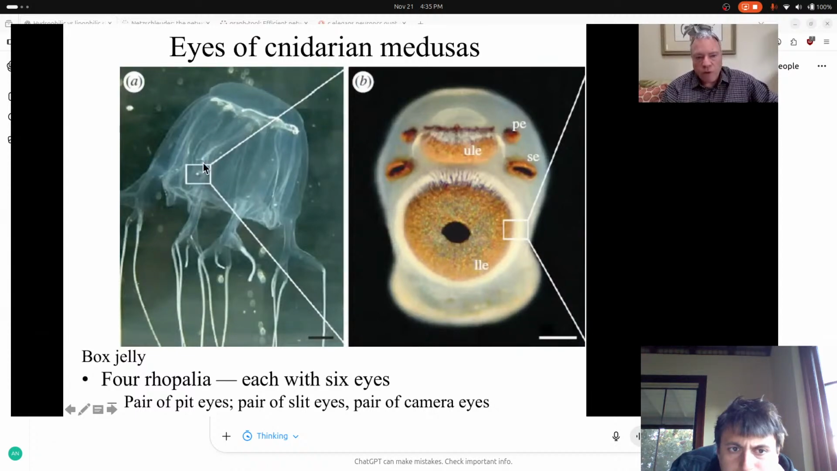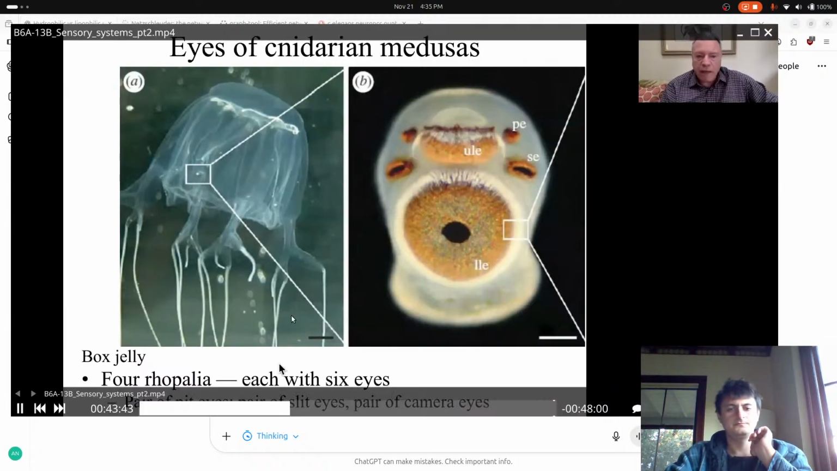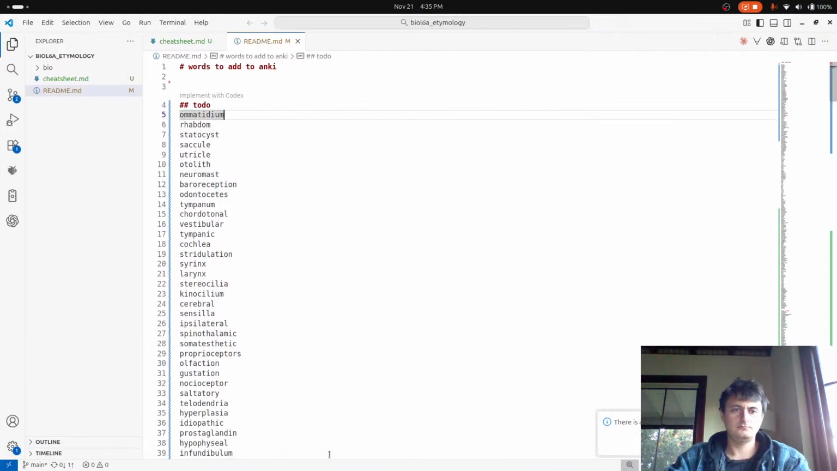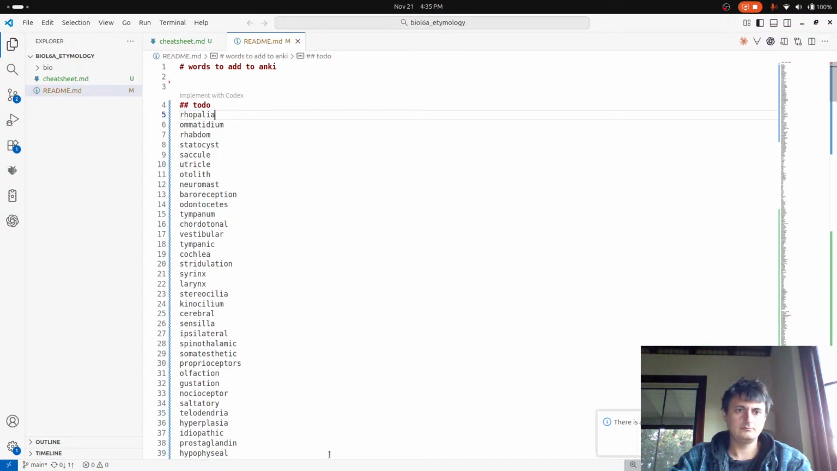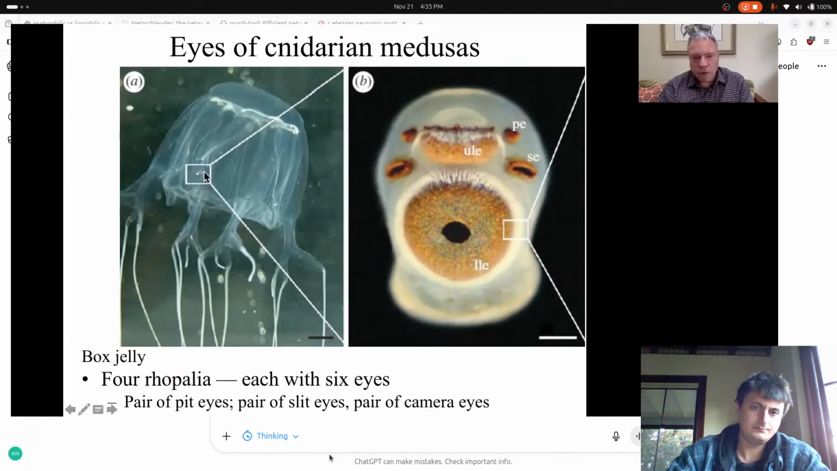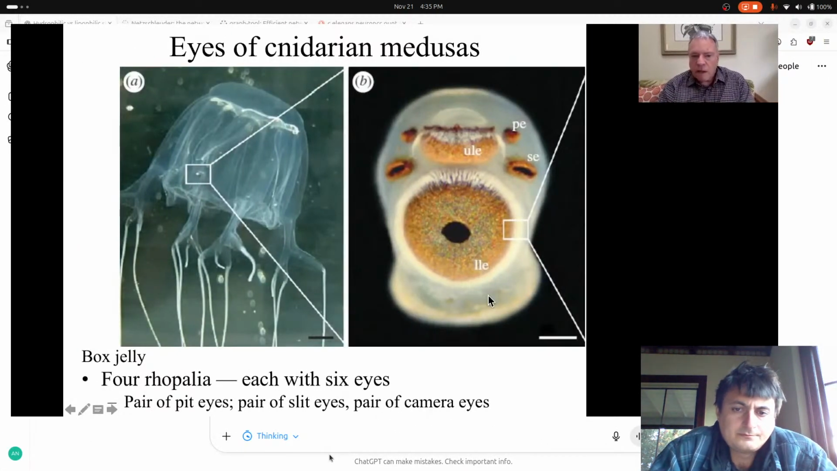And at those 4 corners are these sensory structures called ropalia. So at each corner there's a ropalium. So ropalium singular, ropalia plural. And each ropalium has 6 eyes. So that means it gives you a total of 24 eyes on these things. And those 6 eyes are different. So here's one ropalium, here's a blow up of the ropalium. It's got a pair of pit eyes. It's got a pair of slit eyes.